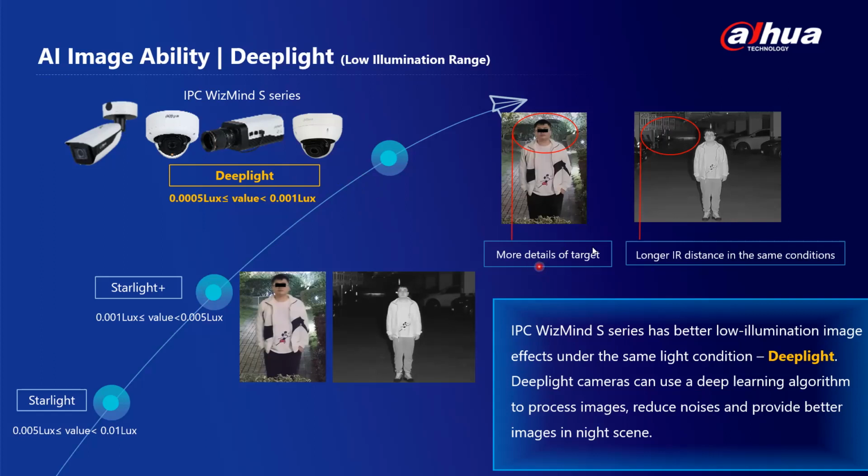So we have more details of the targets, for example, here. Then again, we have the long IR distance in the same conditions. This implies that in this kind of scenery, we can see the individuals much clearer, but then again, we can also get to see the details in the far distant background from the individuals that we have here. So this again can give us rich details about the environment where the individuals or the vehicles are. Maybe, for example, during the night, and again, this place is not that well illuminated.